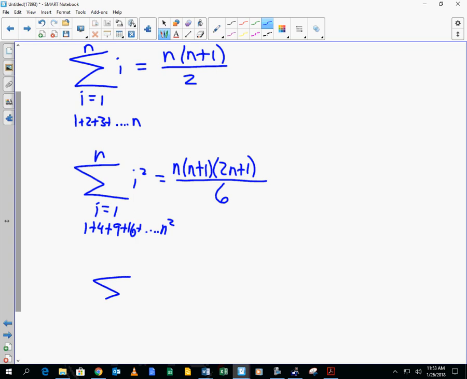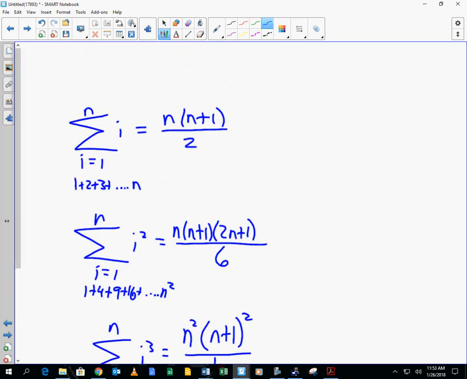And then we have the sum from i equals 1 to n of i cubed. And we learned that that was n squared times n plus 1 quantity squared over 4. Got that? Whoops, sorry, i equals 1, sorry. And then we got just one more. It's a real simple one.